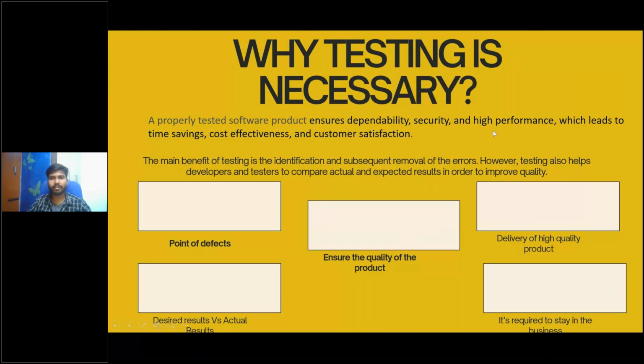And then it gives us the high performance of the build, which leads to time saving, cost effectiveness, and customer satisfaction. At the end of the day, it's a business. If you are delivering a good product, it saves lots of time, as I told. The earlier the defect is identified, the more time is saved; the time and the defect identification are inversely proportional. As early as it's identified, time is saved. That's the concept. And then even the cost is directly related to the defect stage.